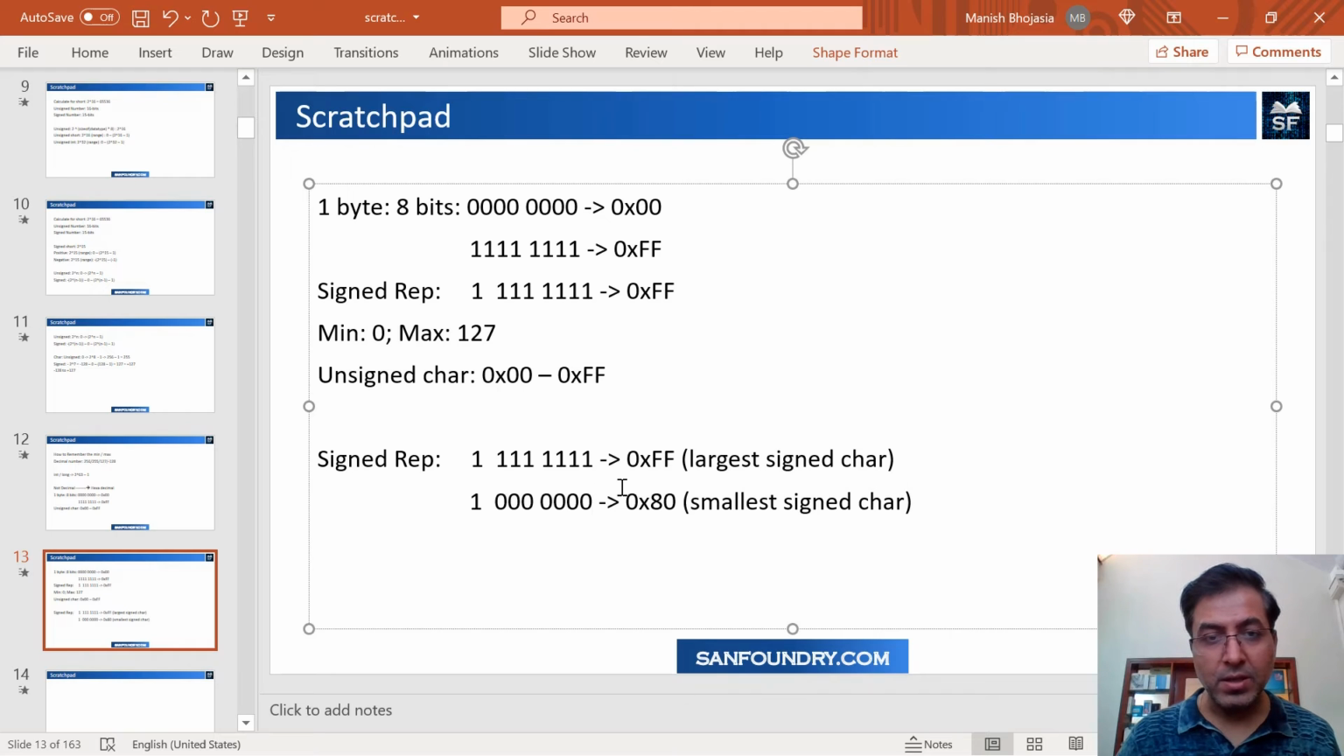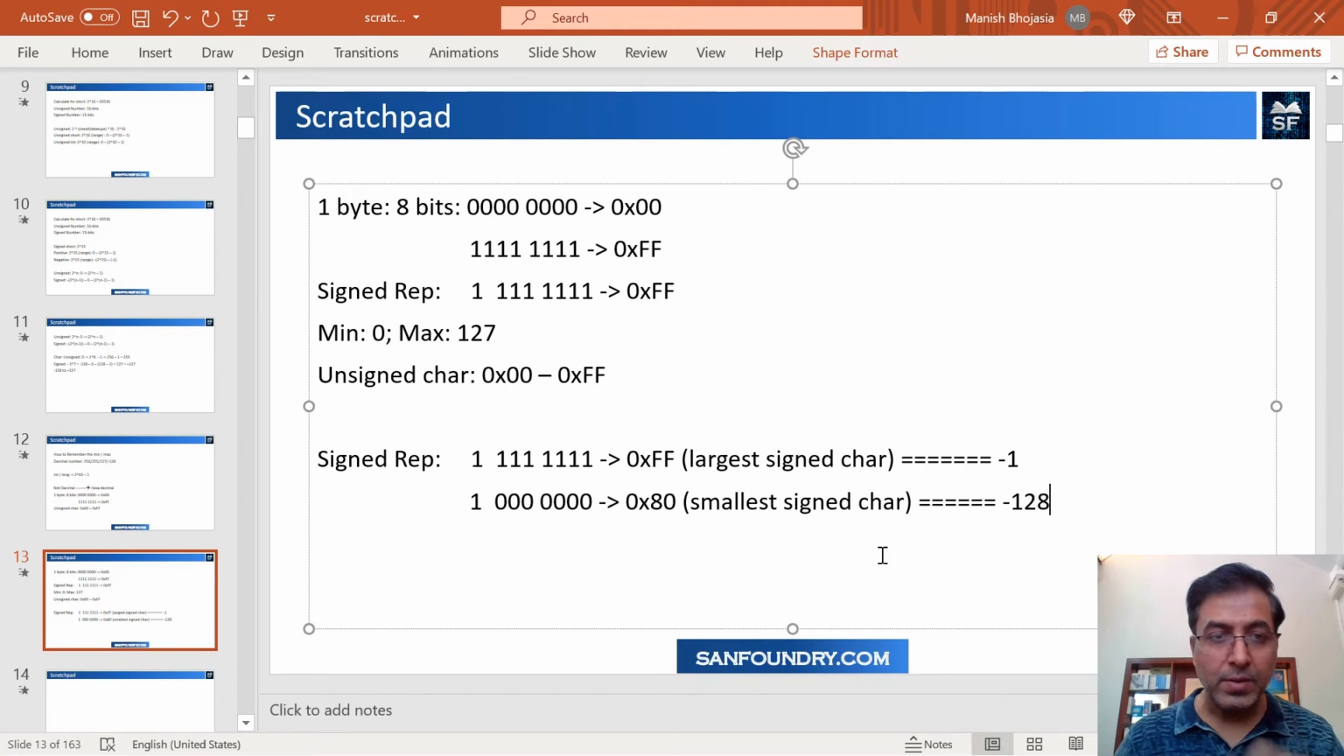Now what is on the number line? Let's look into this. What is the absolute value of this? The value of this is basically -1. And what is the value of this? The value of this is -128, because this is a sign in the negative direction and all the rest are zeros, so this is basically -128.